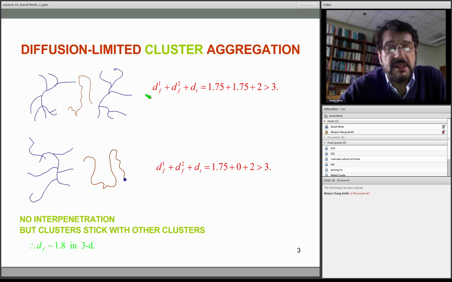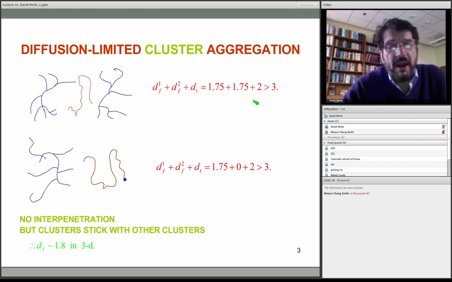And you can see this by summing the fractal dimensions of the 2 clusters, so that's 1.75 and 1.75, plus the fractal dimension of the trajectory, which is 2, and that ends up being much greater than the dimension of space. So if that's the case, what that says essentially is that the 2 clusters can't interpenetrate.